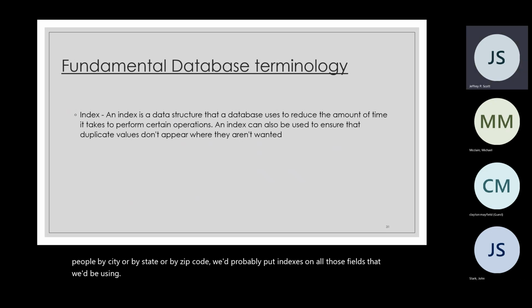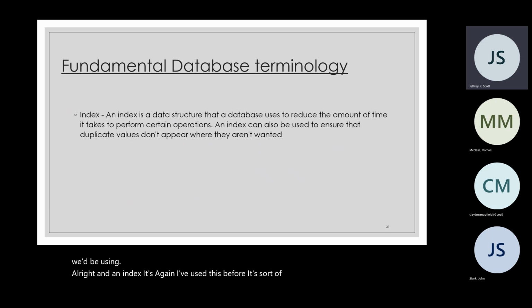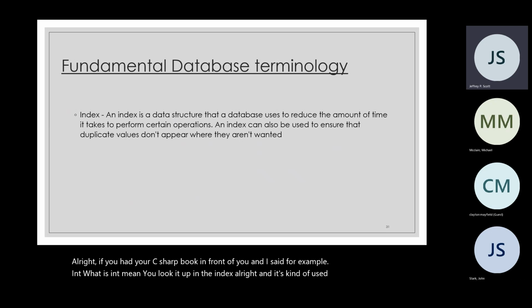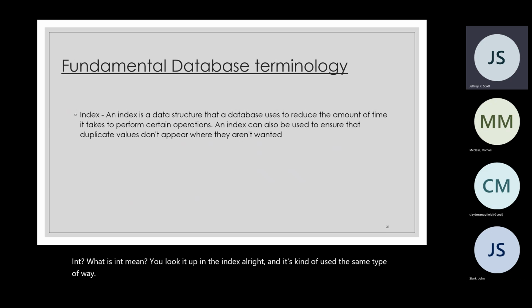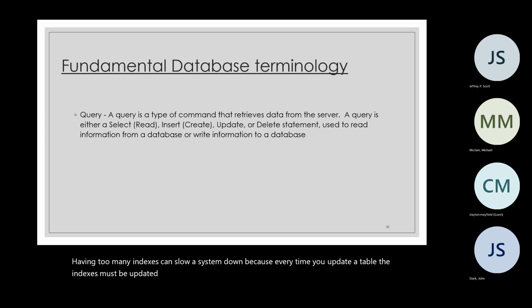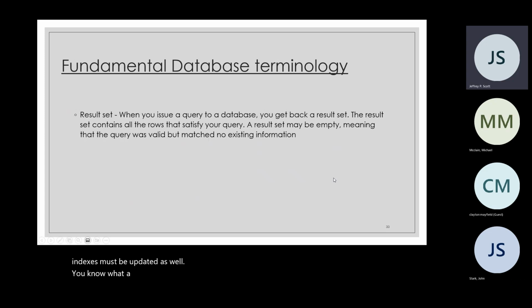And an index is similar to the index in a book. If you had your C# book in front of you and I said, for example, int, what does int mean? You look it up in the index. It's used in the same type of way. Having too many indexes can slow a system down because every time you update a table, the indexes must be updated as well.